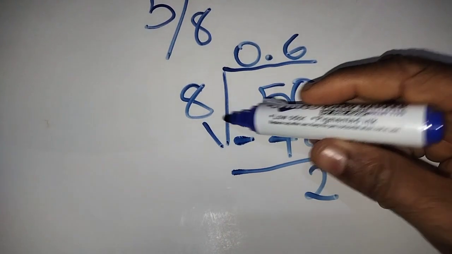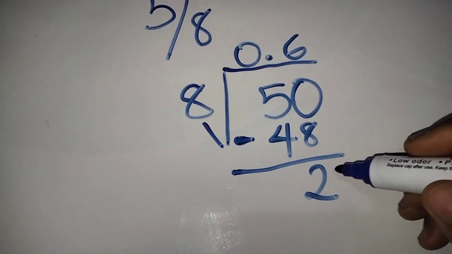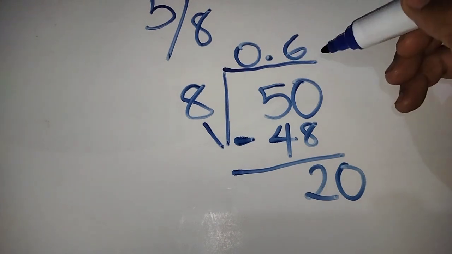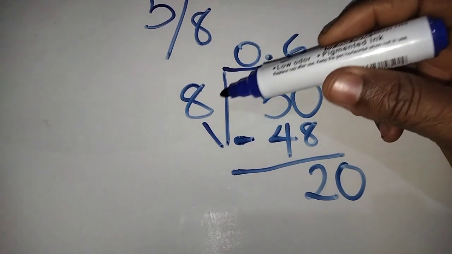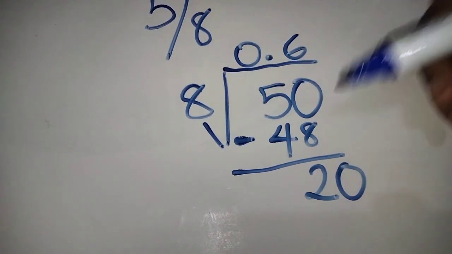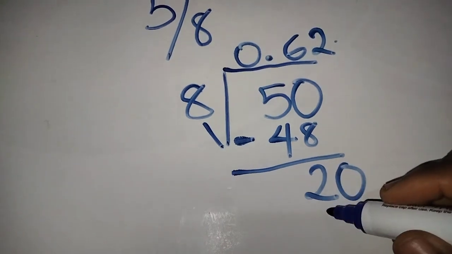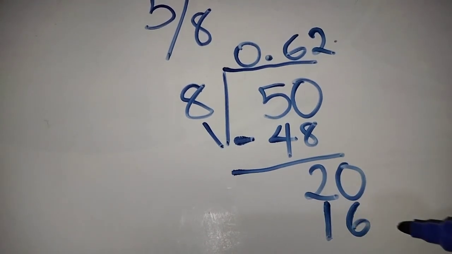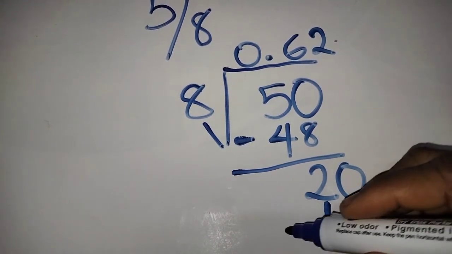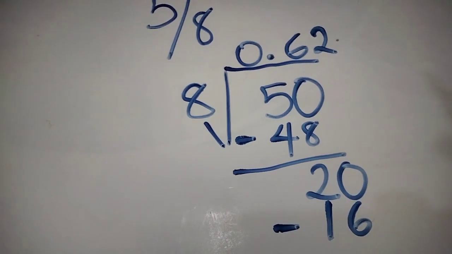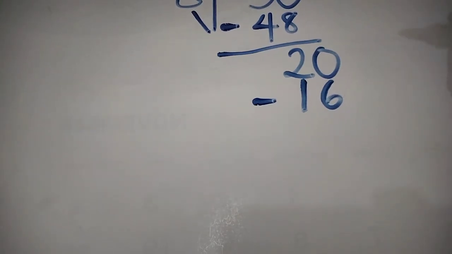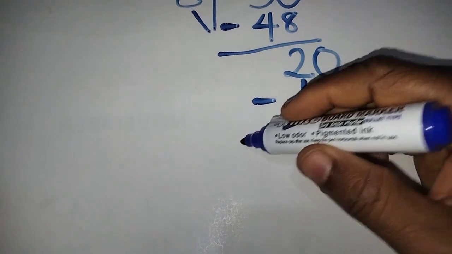Now 8 cannot divide 2, so I introduce a 0 here. We're not introducing another dot after this. So how many 8s do I have in 20? 2. 2 times 8 is 16. Right? Now 20 minus 16 gives me 4.